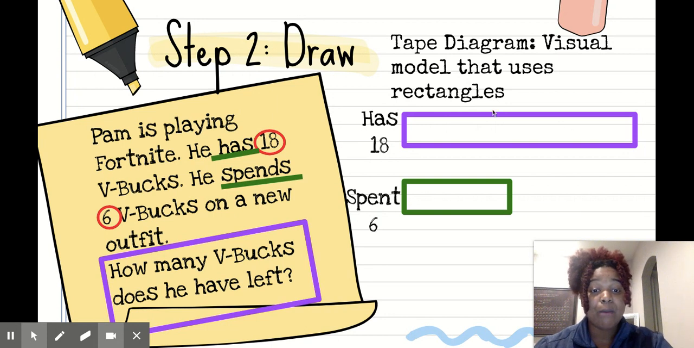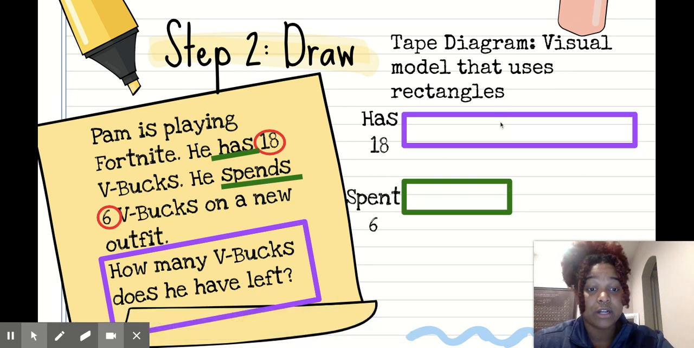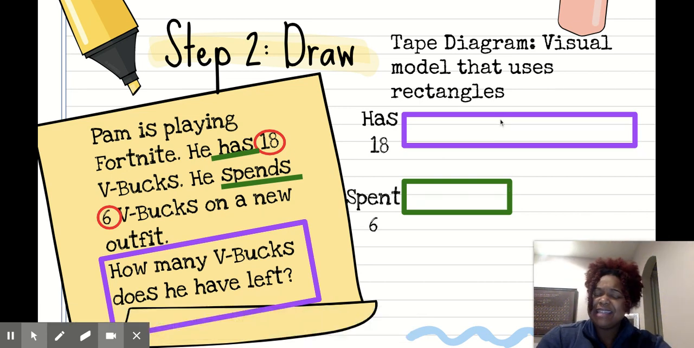Notice how my green box starts at the same place as my purple box. That is very important. So make sure they are lined up. And also notice how my green box is shorter than my purple. Why do you think that is? Think in your brain. If you said it's shorter because 6 is smaller than 18, you are correct.